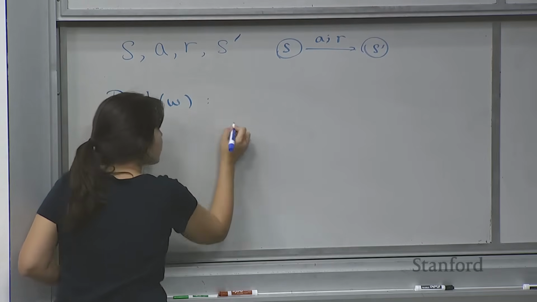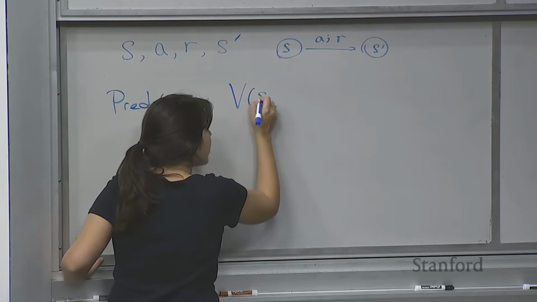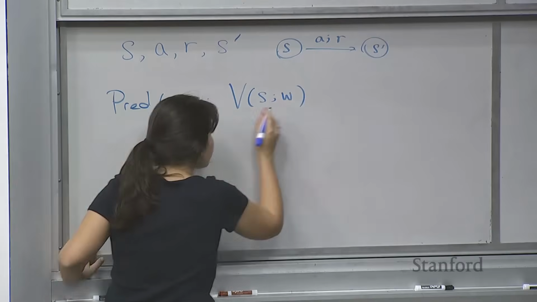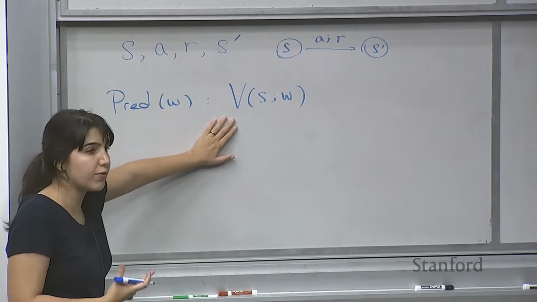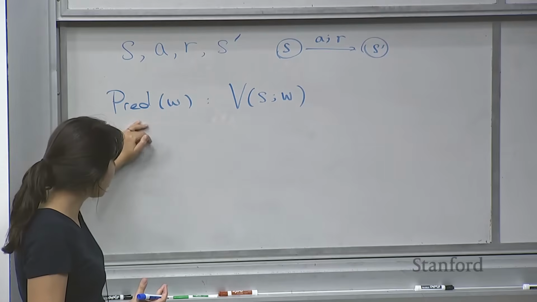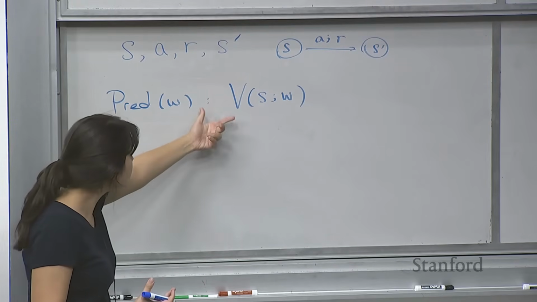So your prediction is going to be this V function at the state S, parameterized with W, and this is what you already kind of know right now. This is your current estimate of what V is, and this is your prediction. I'm writing the prediction as a function of W because it depends on W.